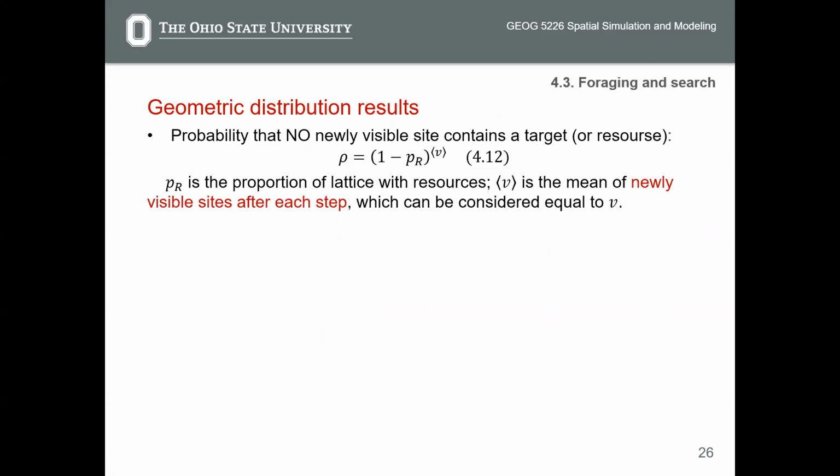Okay, so this is a Bernoulli trial, and since we know that this walking is following a geometric distribution, we can do some mathematics to quantify different parameters in this walking.